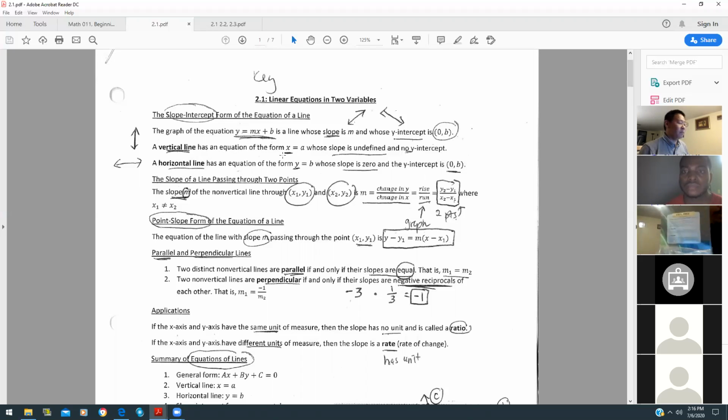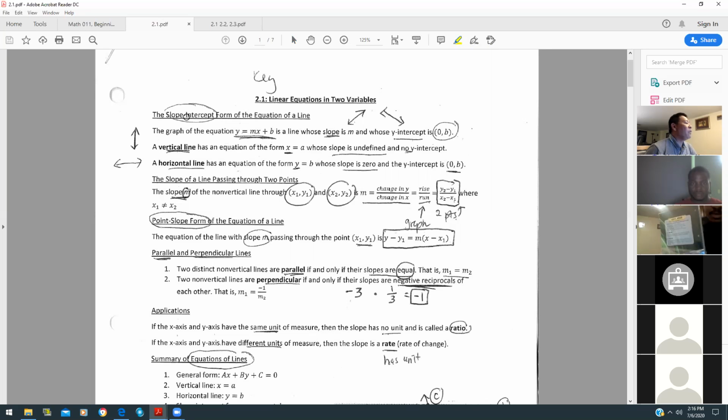All right. Thank you. So 2.1. We're going to start 2.1 today. This is again basic stuff. It's not something that new. This is linear equations in 2 variables in 2.1. So again, you can get these notes in D2L.